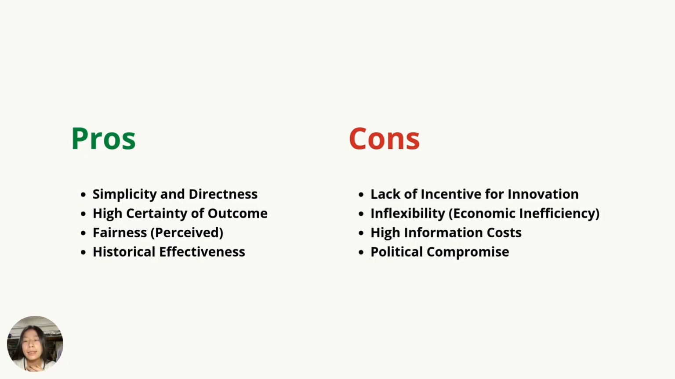cost to society, since different firms have different ways of dealing with their costs. Furthermore, it requires high information cost, because the regulator needs detailed information on what to set as a more efficient standard. So it takes time to gather this information. And lastly, it leads to political compromise, because these standards are still set through a political and legislative process. They have to go through this bureaucratic, long process as well.